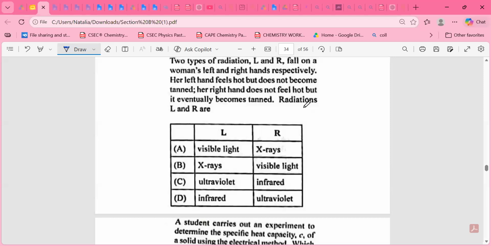Ultraviolet. Infrared feels hot; ultraviolet causes tanning. When we watch reality shows, we answer.